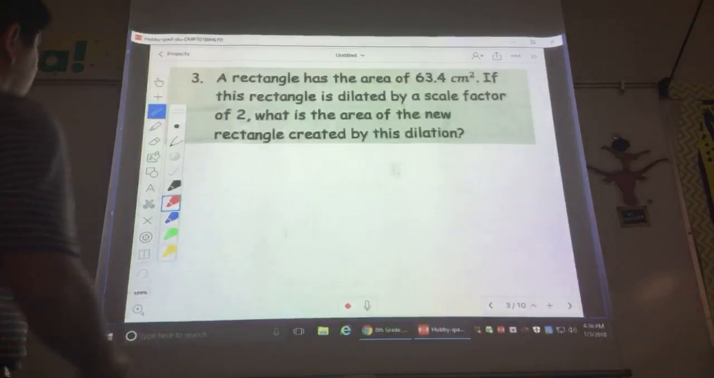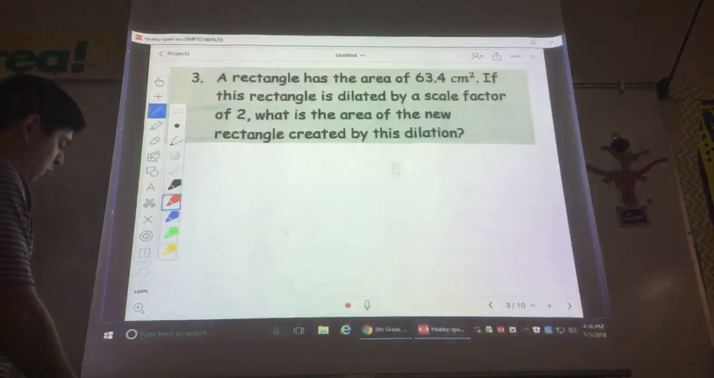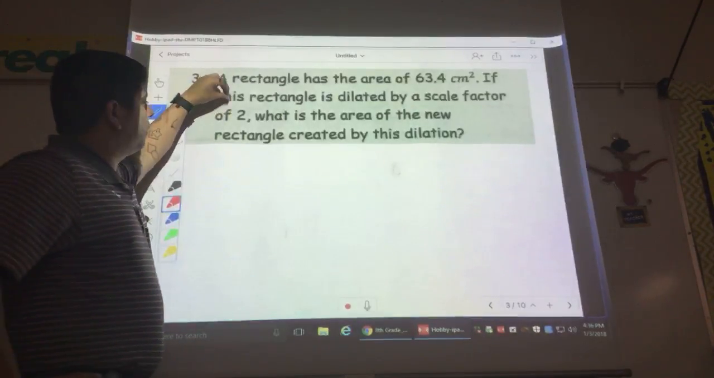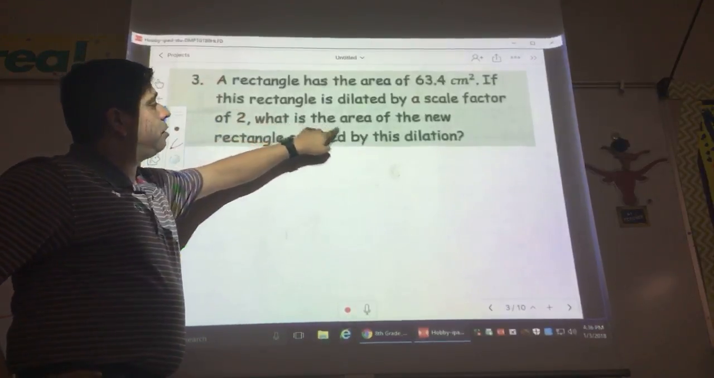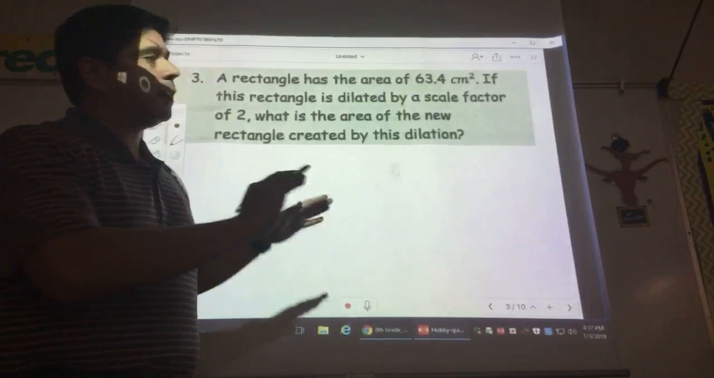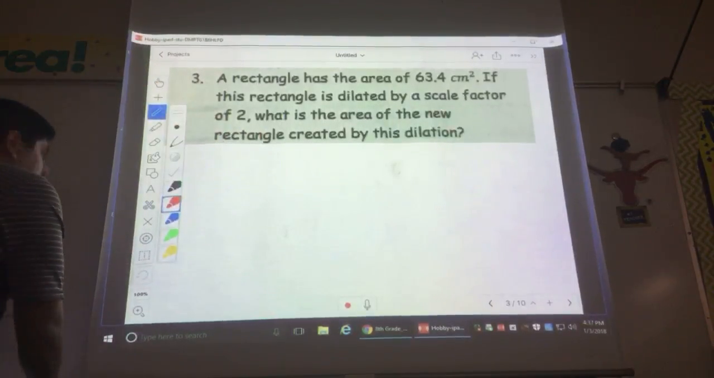Here we go on number 3. A rectangle has the area of 63.4 centimeters squared. If this rectangle is dilated by a scale factor of 2, what is the area of the new rectangle created by this dilation? So this affects the scale factor. This is what we talked about today. Okay. So my scale factor is 2.